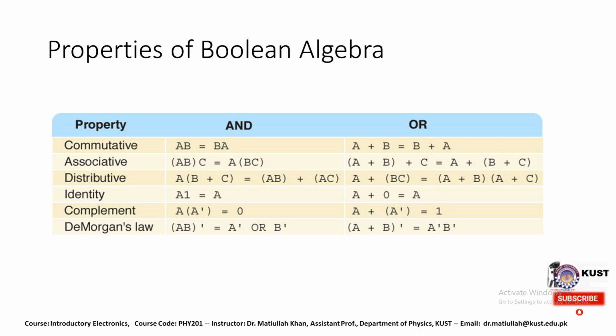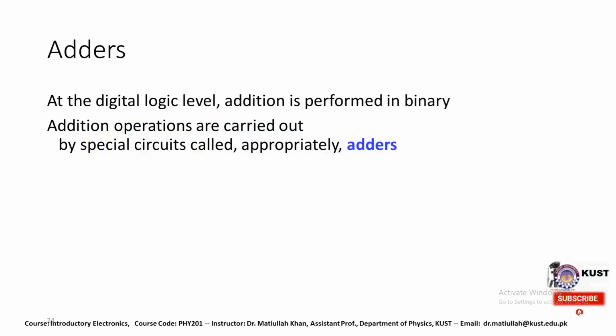And for the associative law, 3 inputs are there. AB into C should be equal to A into BC. And in the same way for the case of the associative law, A plus B plus C should be equal to A plus B plus C grouped differently. So this is actually the law that is provided regarding that.